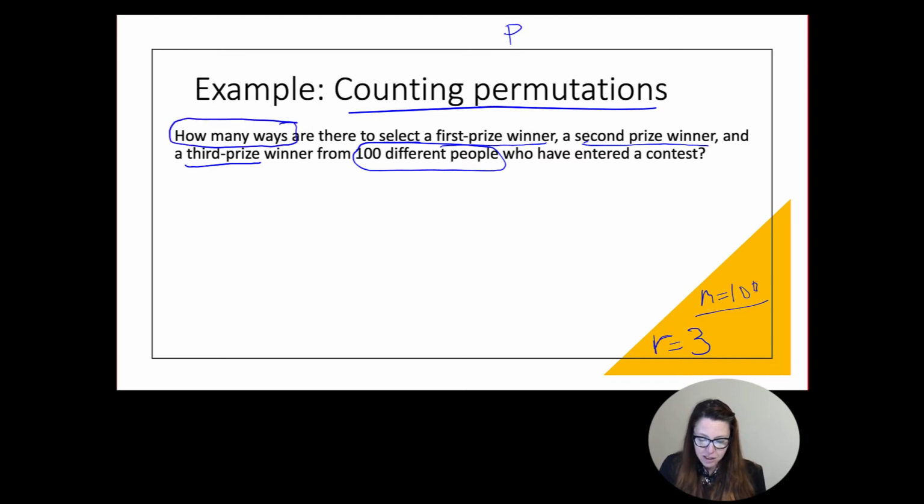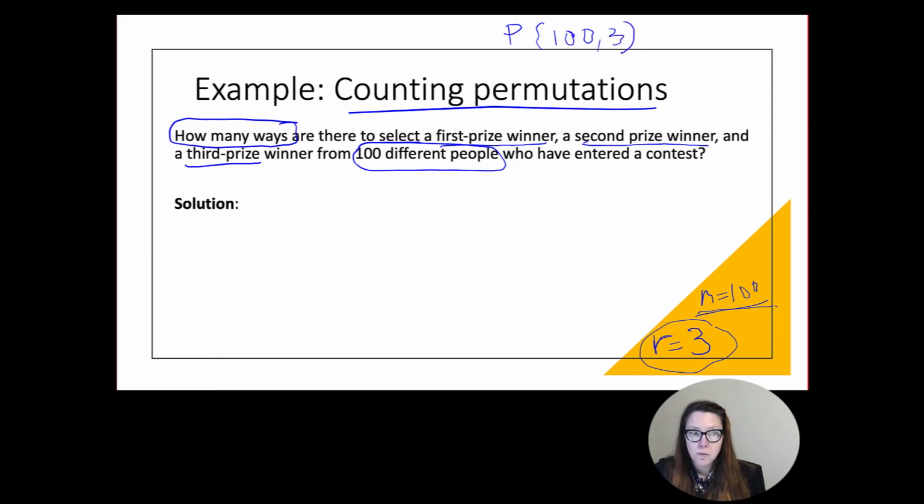So first thing you do when you look through a question is you identify, what is the problem I'm solving? I've got a set of 100 elements. I want to find the number of ways that I can pull 3 of them out and permute those names. And so what I'm looking for is that P(100, 3).